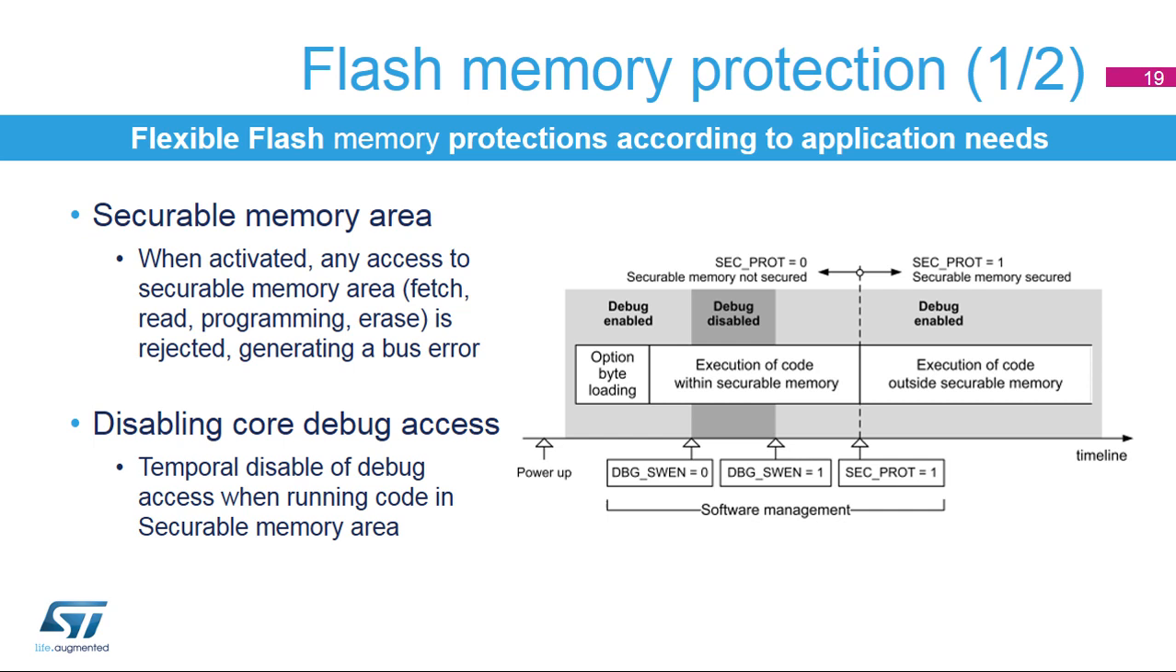The main purpose of the securable memory area is to protect a specific part of flash memory against undesired access. This allows implementing software security services such as secure key storage or secure boot in charge of image authentication. Once the processor has exited the securable memory, this part of the flash memory is no longer accessible. The securable area can only be unsecured by a reset of the device. The size of the securable memory area is aligned on 2 KB pages. In addition, the code executed from the securable memory can temporarily disable debug accesses.